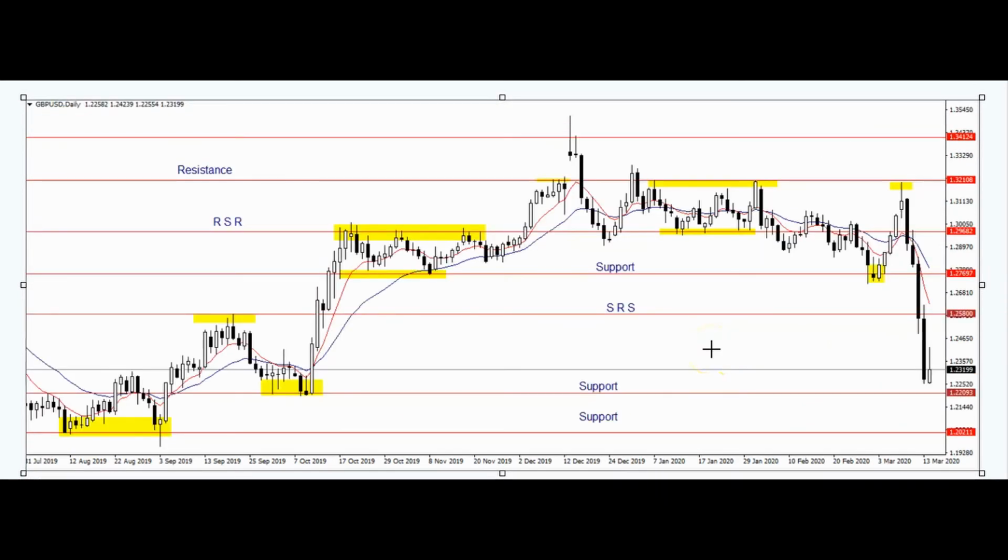Here we have the British pound USD. My bias on this pair is bearish. So I'll just walk you through the relevant areas. We have support down here at 120211 thereabouts. We have support here at 122093. We have support, turn resistance, turn support here at 125800.